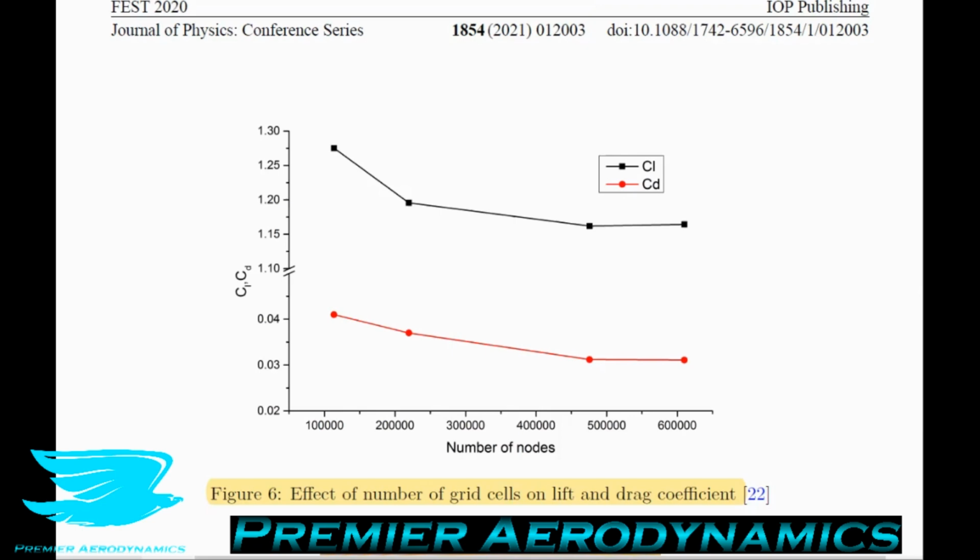After around 475,000 grid cells, there is no significant variation in the lift coefficient, and hence it is considered the appropriate mesh size for further simulations for the baseline mesh. So the grid independence study shows that going to like 600,000 cells doesn't really change the drag very much. So 475,000 cells is good enough.